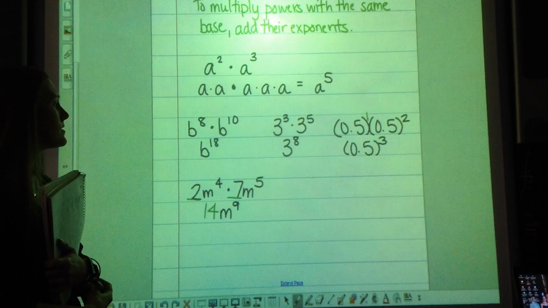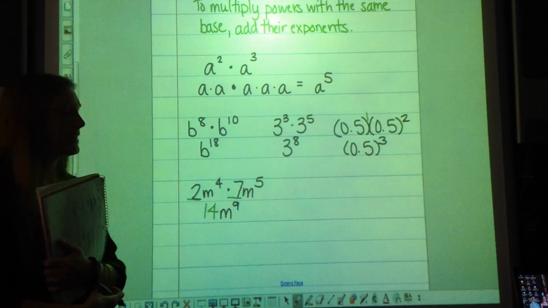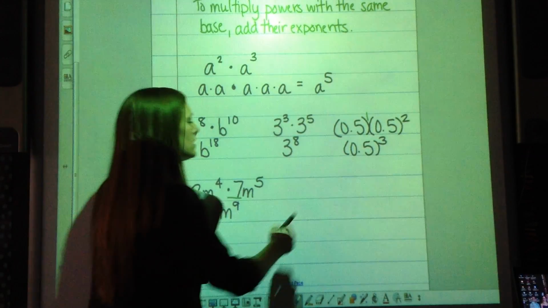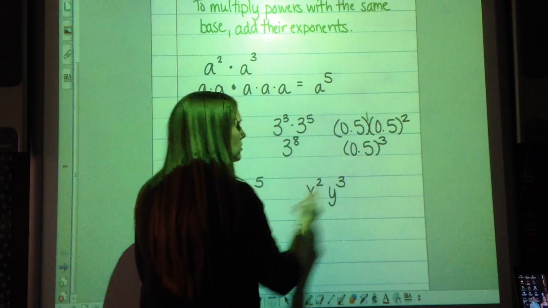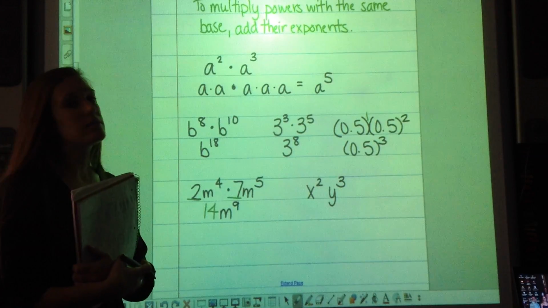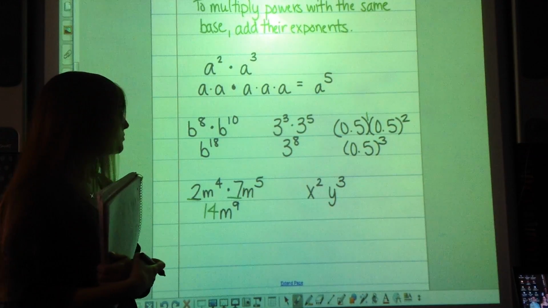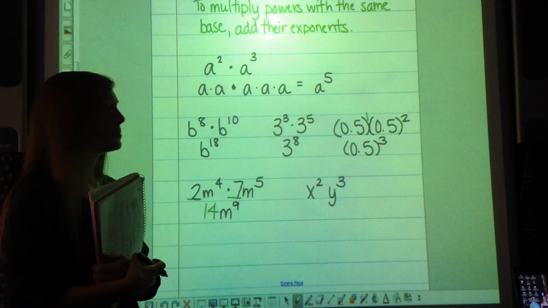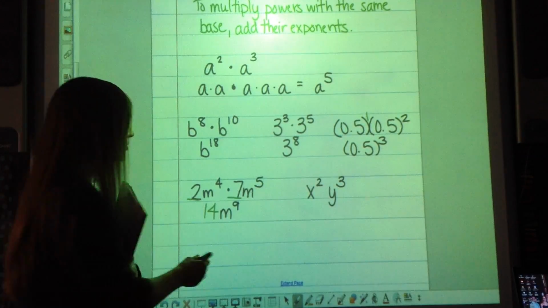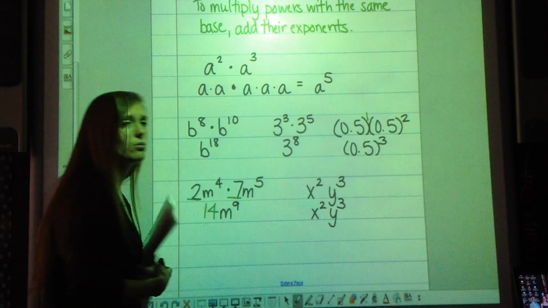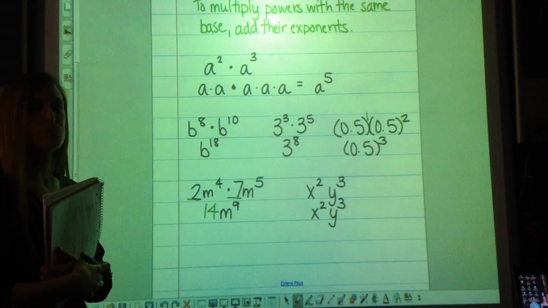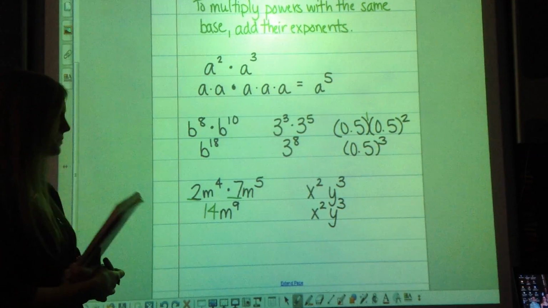I do want to show you an example when you cannot add exponents. Let's say we have x squared times y cubed. These bases are not the same, so you cannot add those exponents. You cannot do 2 plus 3. Your answer is just x squared y cubed. You can't go any further because the bases are not the same.